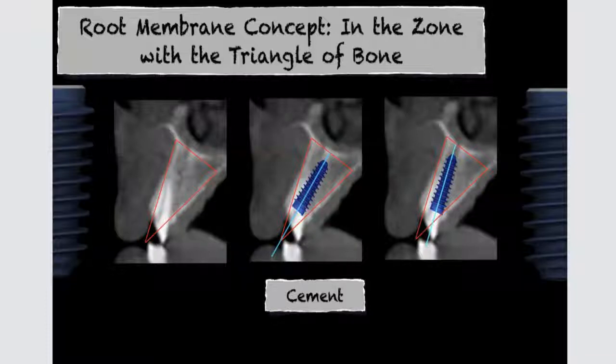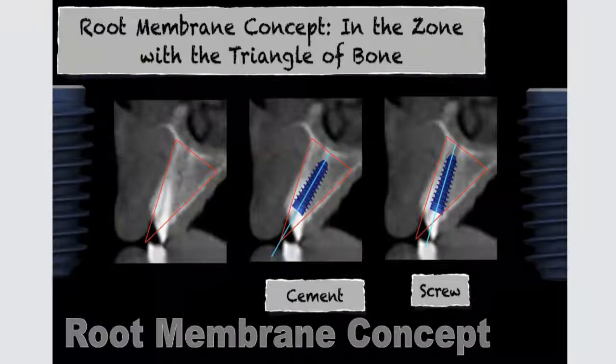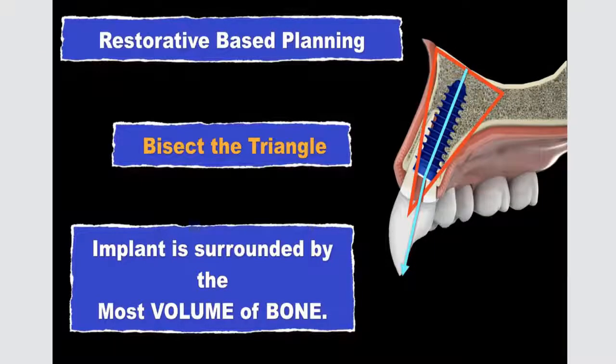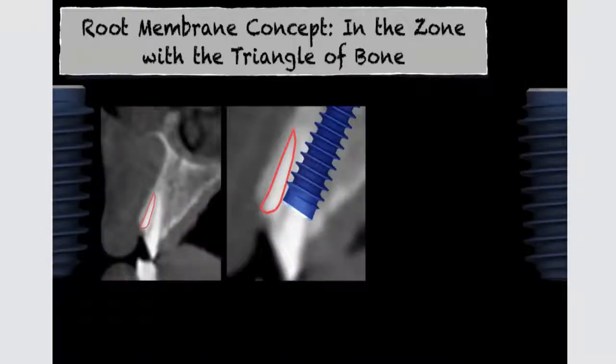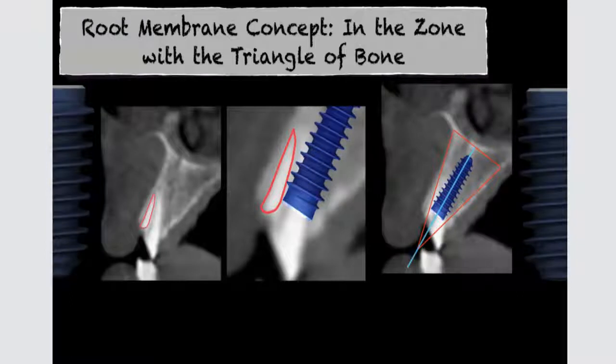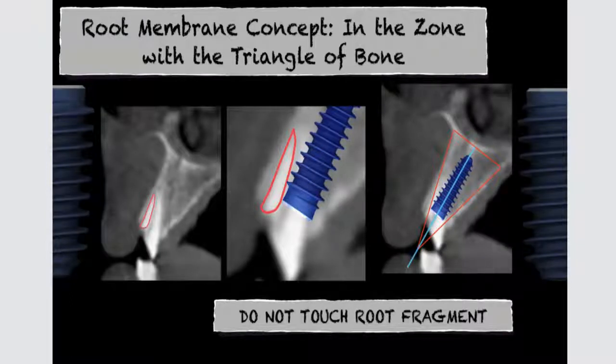And again, you can see the difference between a cement retained and a screw retained position. And here is the root membrane concept based upon restorative planning. So we want to bisect that triangle when we can to surround the implant with the most volume of bone. Here in the red outline, we can see the potential where the root fragment is. We don't want to touch that root fragment if we can avoid it, because we don't want to damage it in any way or loosen it.